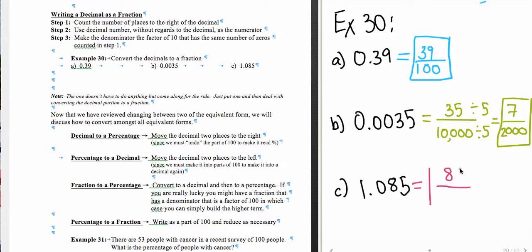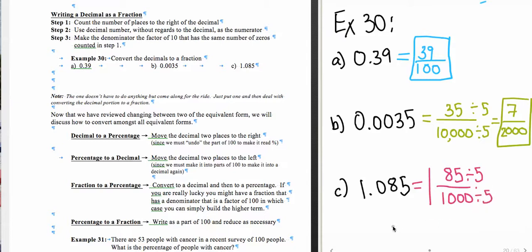So this says 85, and I need a factor of 10 with 1, 2, 3 zeros, or 85 1,000ths, which is exactly what we would have if we read this, right? Tenths, hundredths, and thousandths, so 85 1,000ths. And then again, 85 1,000ths, we have a 5 and a 0 ending, so we know these are both divisible by 5, so we'll take that out of there.